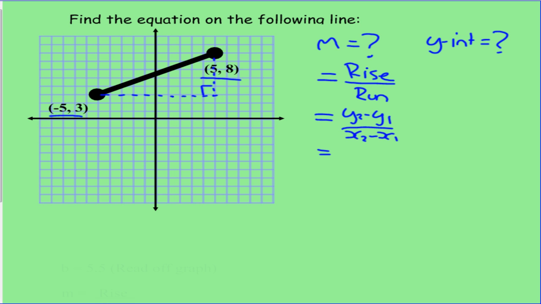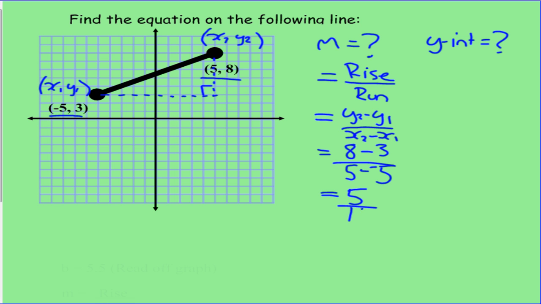Now I'm going to label x2 and y2 as the point on the right, and x1 and y1 as the point on the left. So y2 is 8 minus 3, all divided by x2, which is 5, minus negative 5. 8 minus 3 is 5, and 5 minus negative 5 is 10. Simplifying that fraction down, our gradient is simply 1/2. Now we need where the graph crosses the y-axis.